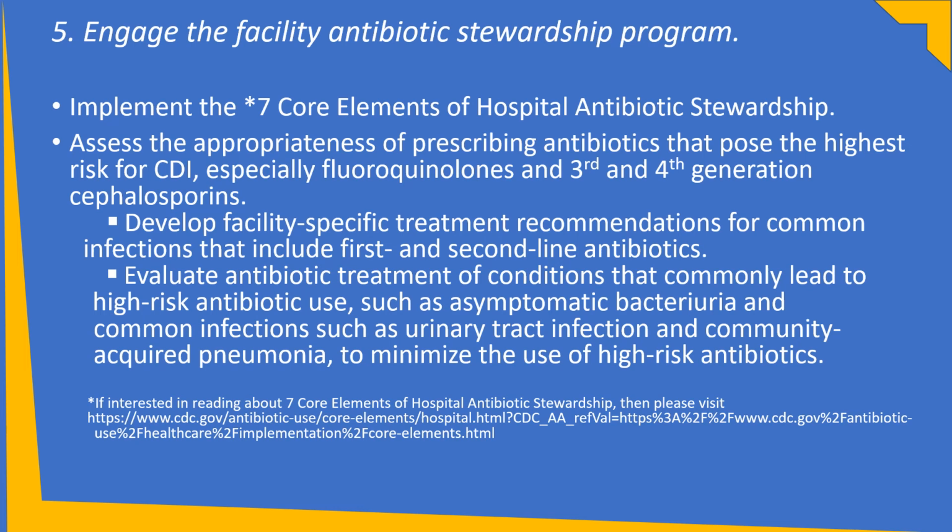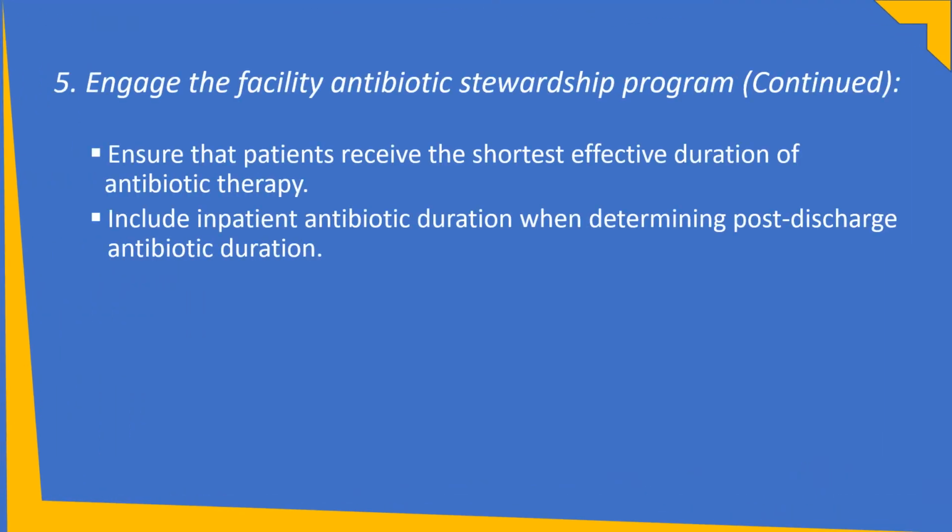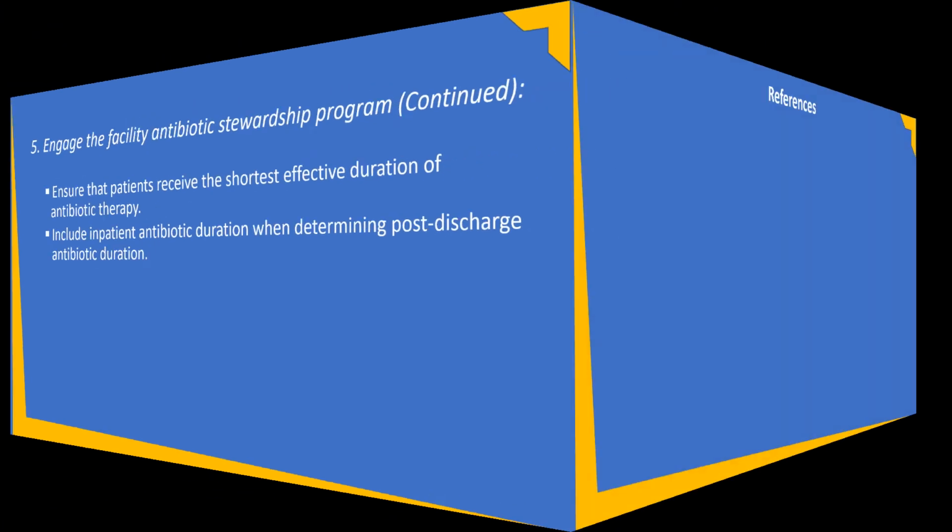Develop facility-specific treatment recommendations for common infections that include first and second line antibiotics. Evaluate antibiotic treatment of conditions that commonly lead to high-risk antibiotic use such as asymptomatic bacteriuria and common infections such as urinary tract infection and community-acquired pneumonia to minimize the use of high-risk antibiotics. Ensure that patients receive the shortest effective duration of antibiotic therapy. Include inpatient antibiotic duration when determining post-discharge antibiotic duration.